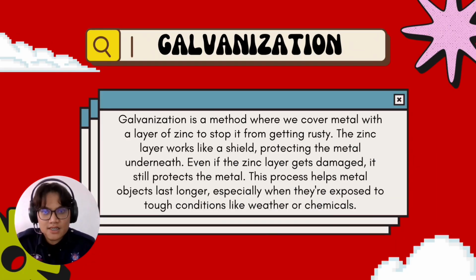Okay, the third one is galvanization. Galvanization is a method where we cover metal with a layer of zinc to stop it from getting rust. The zinc layer works like a shield, protecting the metal underneath. Even if the zinc layer gets damaged, it still protects the metal. This process helps metal objects last longer, especially when they are exposed to tough conditions like weather or chemicals.